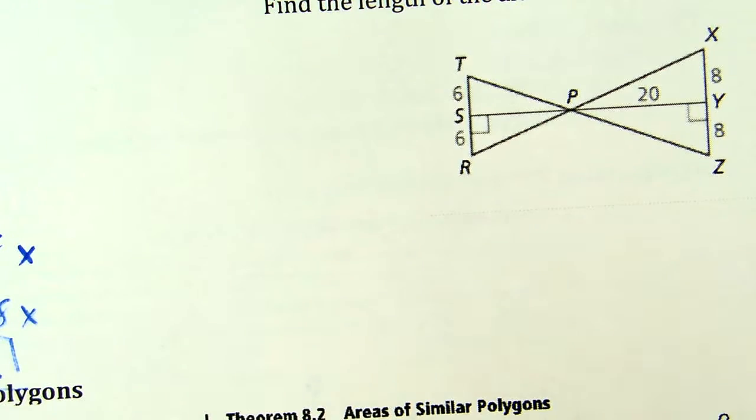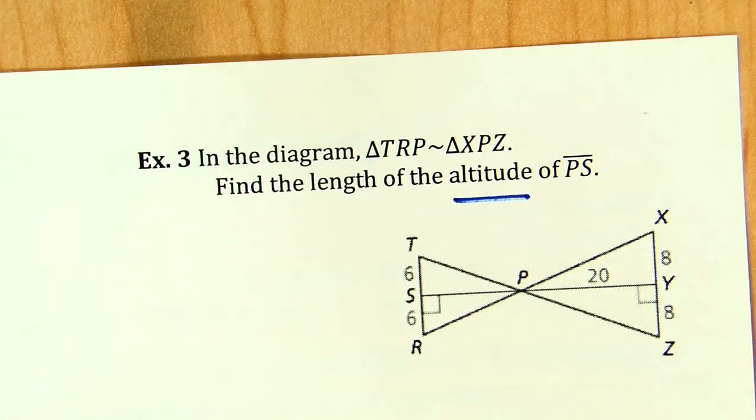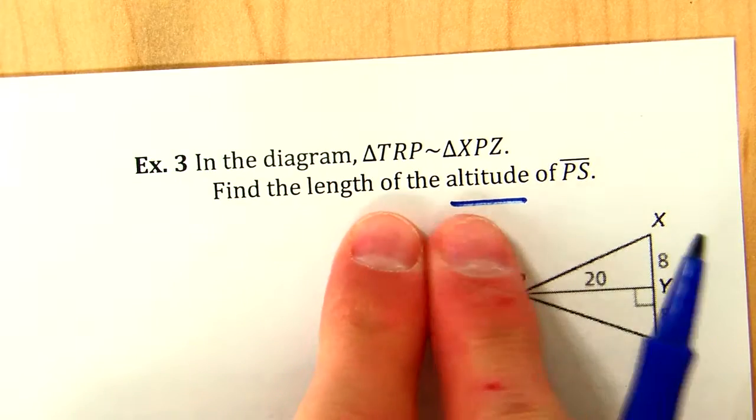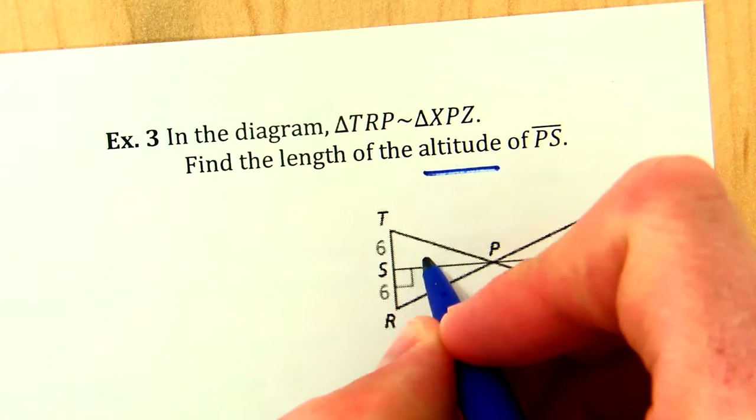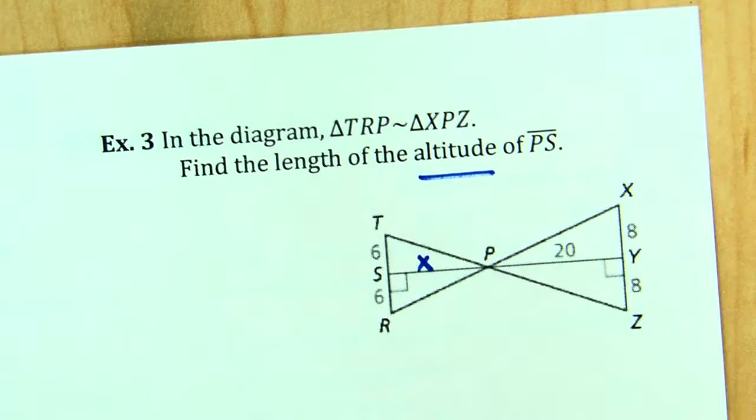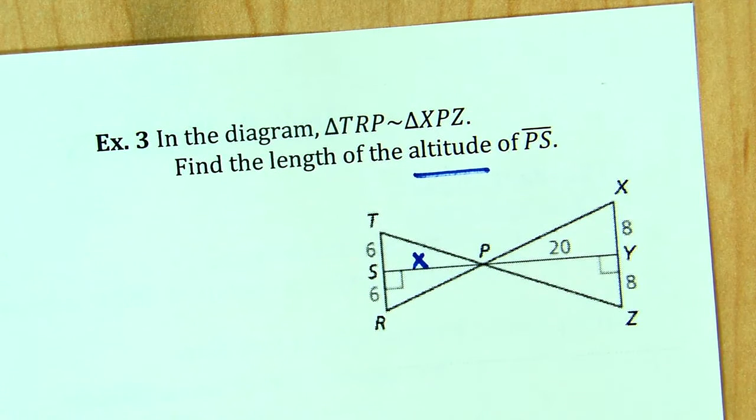Okay. So here's another one. Not only are side lengths proportional, but then altitudes are proportional as well. Altitude is a fancy math word for height. So in this case, we're finding the length of the altitude PS. So PS is this length right there that I will label with an X.